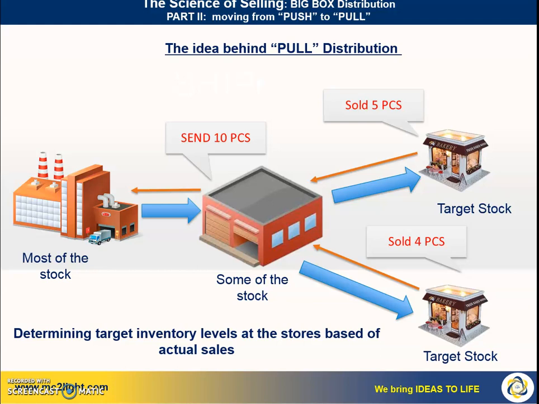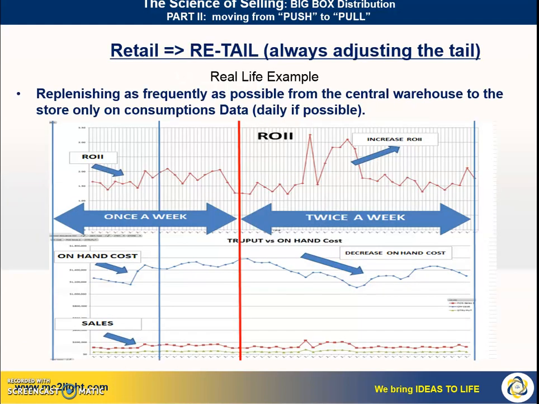Now, determining the target inventory level at the store based on actual sales is the most important part. Here we have to talk about a real consumption data system. That means there has to be daily communication between the stores, the warehouse, and the factory on how much merchandise was sold, how many pieces, and which color, and everything. So this is a real life example.